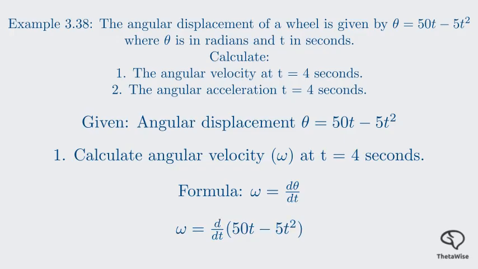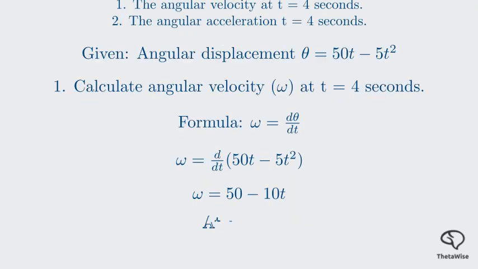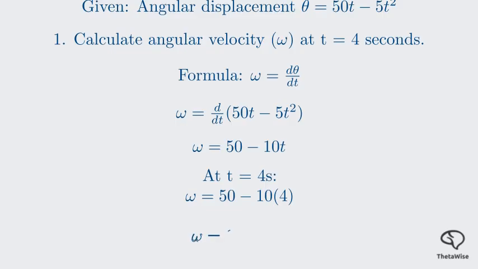Using the power rule for derivatives, the derivative of 50t is 50, and the derivative of 5t squared is 5 times 2t, which is 10t. This gives us our angular velocity function, omega equals 50 minus 10t. This equation tells us the velocity at any time t. The question asks for the velocity specifically at t equals 4 seconds. So we substitute 4 into our velocity equation. That's 50 minus 40, which equals 10 radians per second.